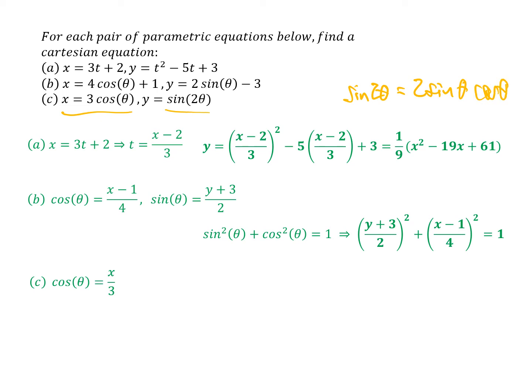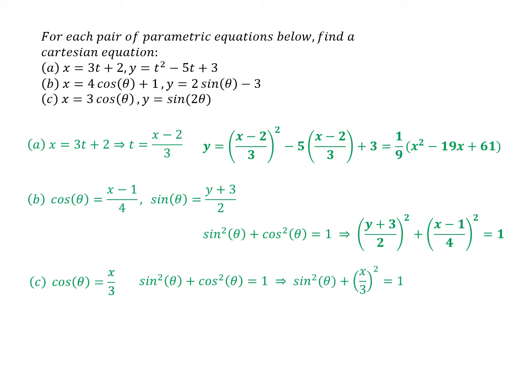So I've got an expression for cos theta. I need an expression for sine theta. Okay, so I can use the Pythagorean trig identity again. So if sine squared theta plus cos squared theta is 1, then sine squared theta plus, well, cos squared is x over 3 squared equals 1. And that gives me this expression for sine theta.